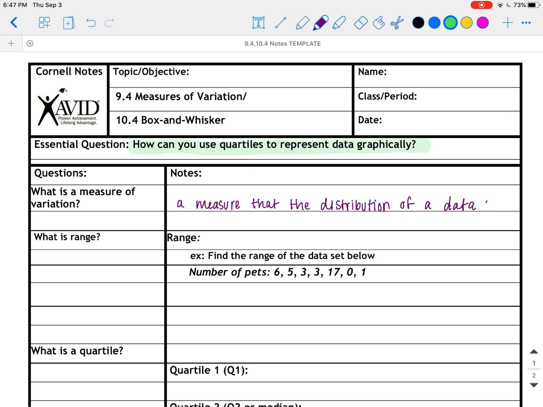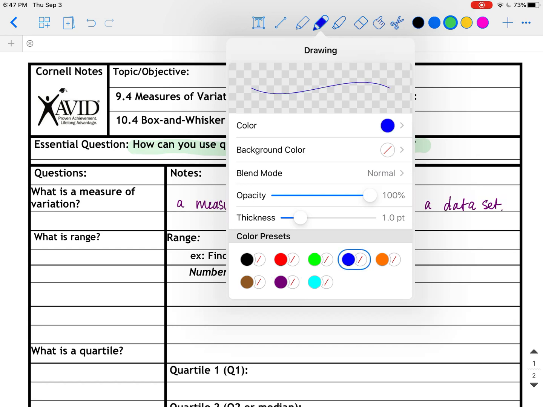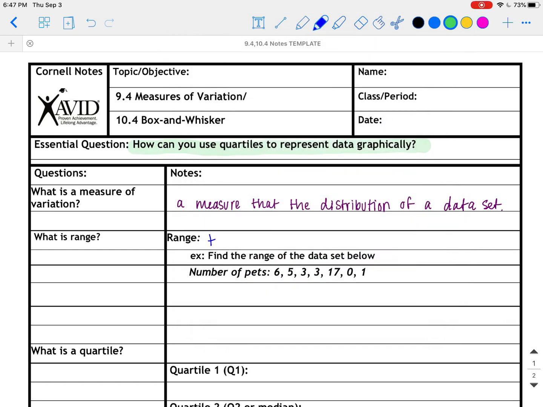And one of the main components of that is going to be something called range. What range is, is the difference between the greatest and the least value in your set. So the difference between the greatest and least values in the data set.